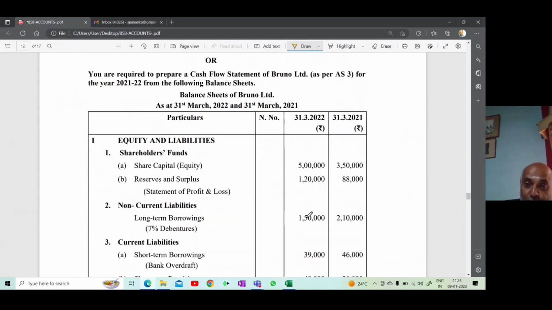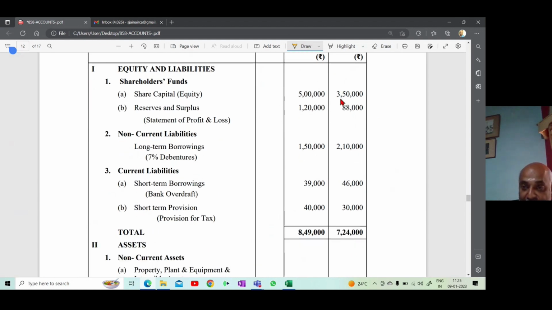Again, you are required to prepare the cash flow statement of Bruno Limited for the year 21-22 from the following balance sheet. This is the balance sheet, two years' balance sheet is given to you. Last year's share capital was 3,50,000 and now it is 5 lakhs. That means you have issued 1.5 lakhs of equity shares.